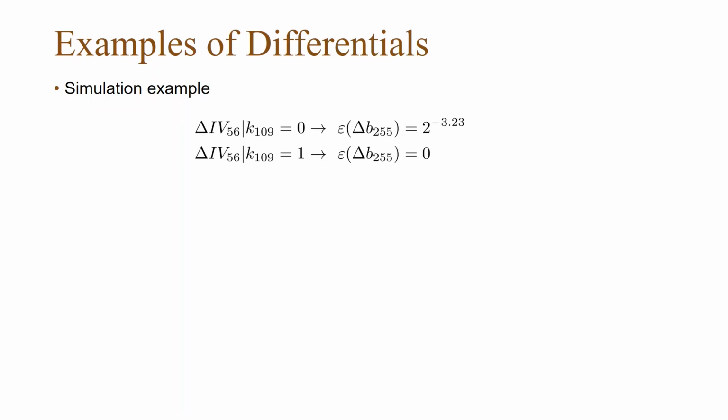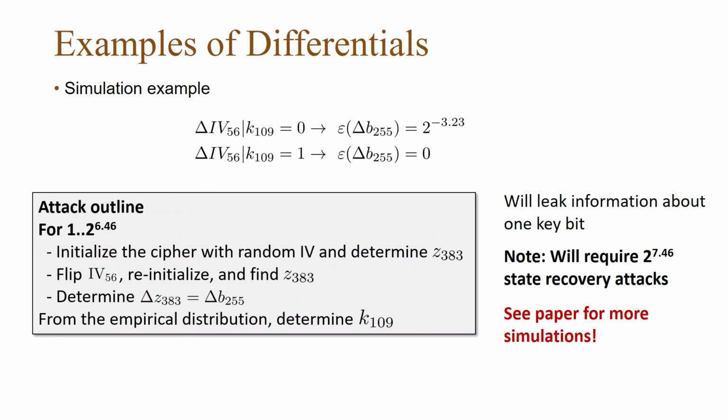There are many such differentials to be explored, looking at different key bits and looking at different ways of having a delta IV. Here is one example with a reasonably high bias. If we have delta IV such that we change the IV bit 56 and then we look at the key bit K109, then if the key bit is 0 in this case, the bias that we have in delta B255 will be 2 to the minus 3.23, but if the key bit is 1, then we don't have a bias at all.